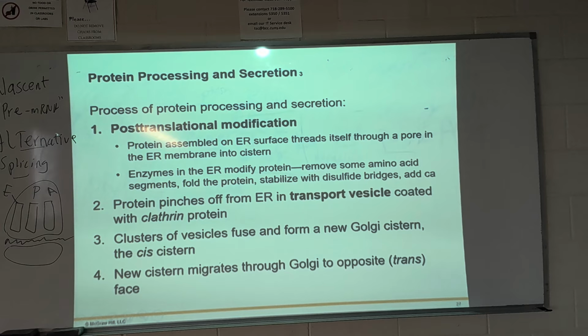Okay. So the same way we had alternative splicing and we had the post-transcriptional modification, when you chop up all the introns, that's post-transcriptional modification. But after translation, we have post-translational modification. We're always modifying. Modifying transcript, modifying translation. Okay, transport vesicles.